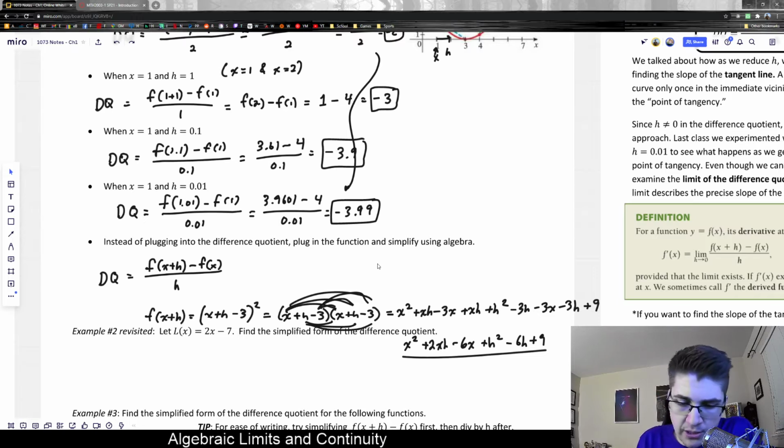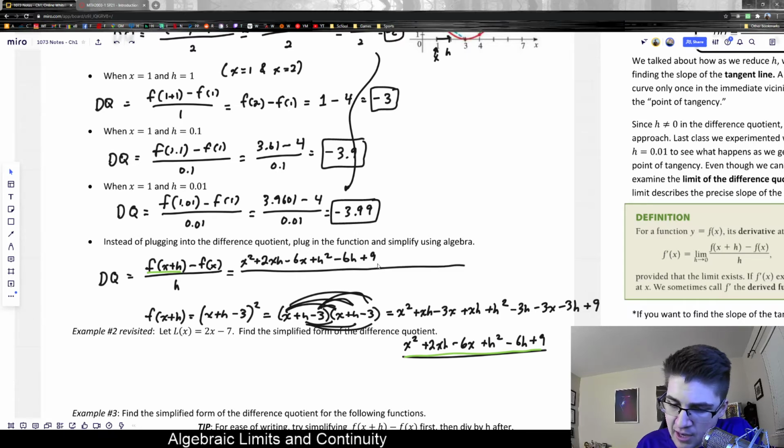So long story short, we can come up with f of x plus h. It is this big thing. And again, I want to substitute that in there if I want to actually simplify and solve the difference quotient. I tried to not give you too many of these problems in your homework because they are quite long and filled with lots of algebra. So anyways, f of x plus h is x squared plus 2xh minus 6x plus h squared minus 6h plus 9. And that is all.